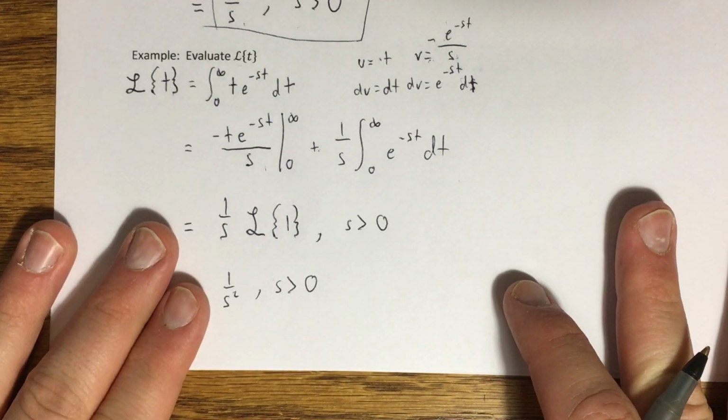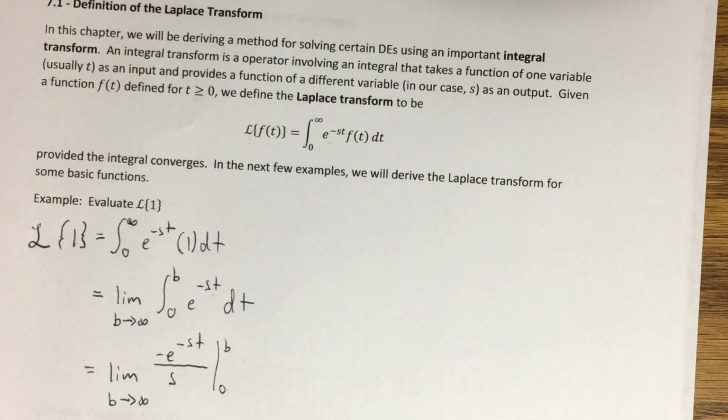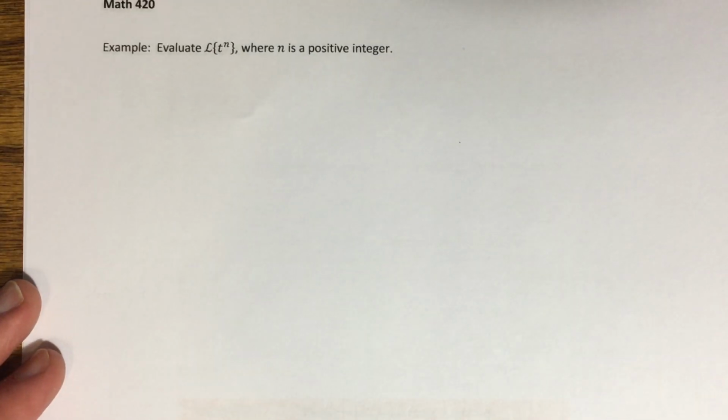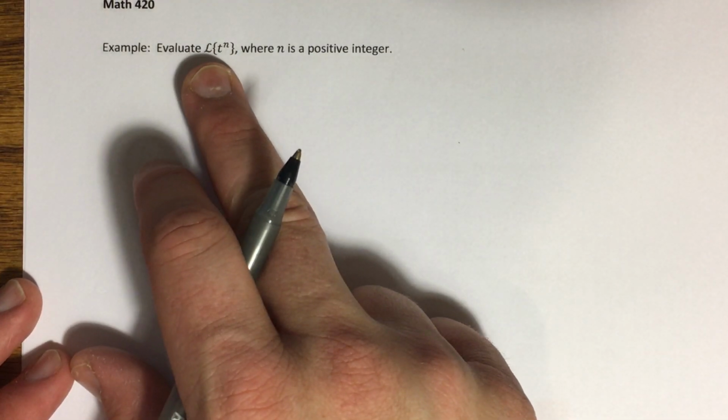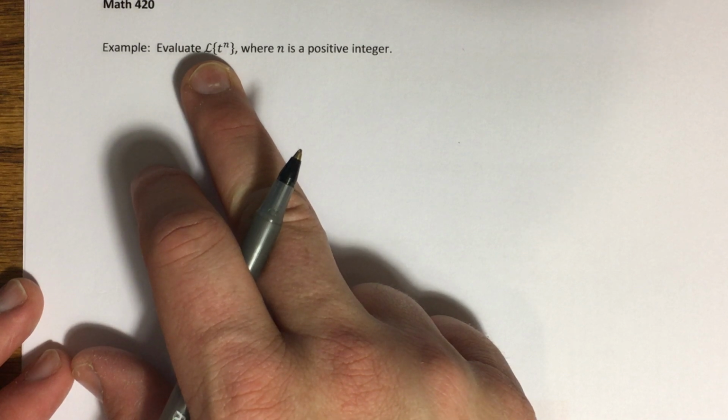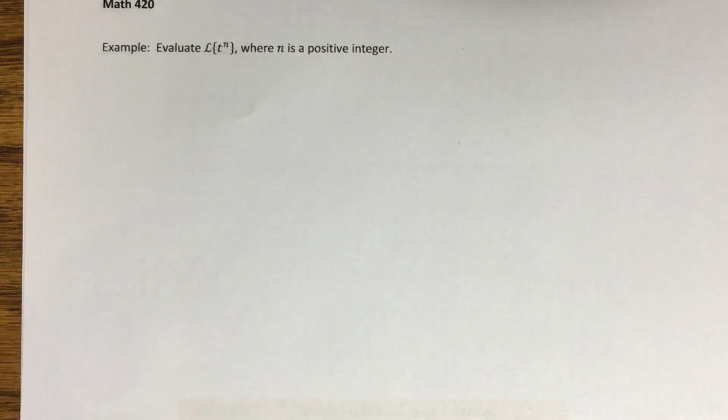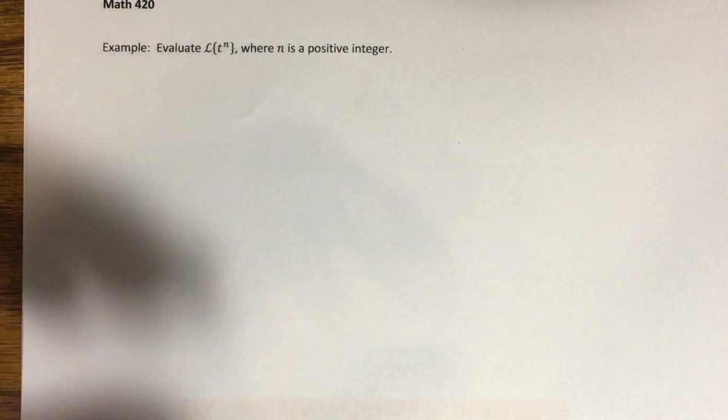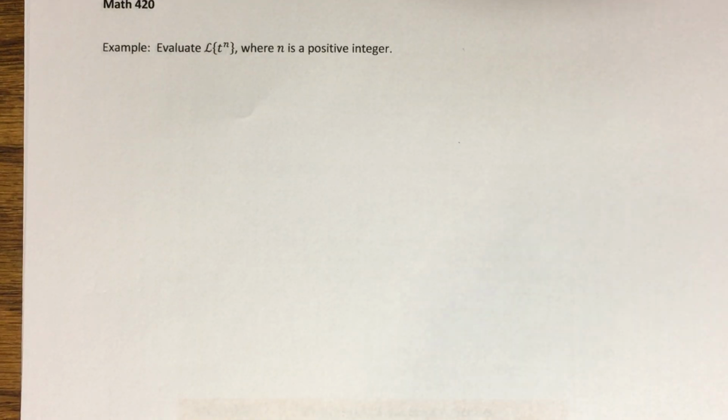Okay? So, moving forward with this, a natural next function we might want to try is the Laplace transform of t to the n, where n is any positive integer. Now, because we're evaluating this for all positive integers n, that's implying that there's some sort of formula that we can plug n into and get the Laplace transform for any value of n.